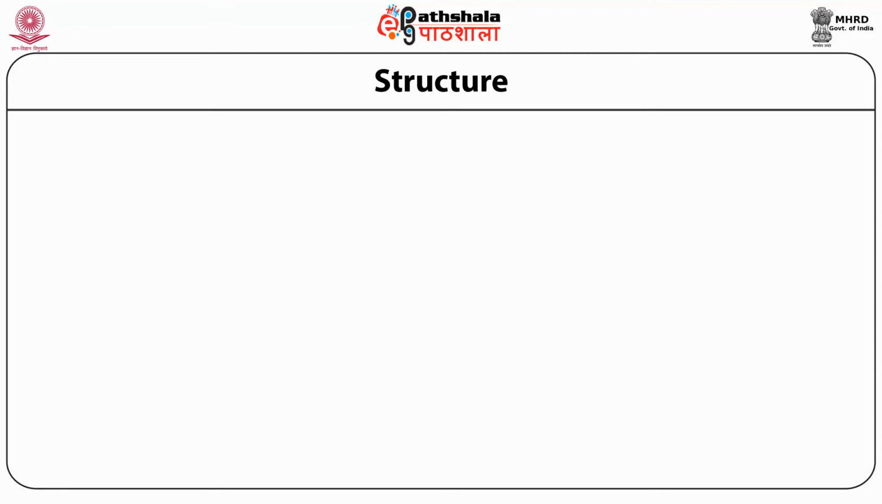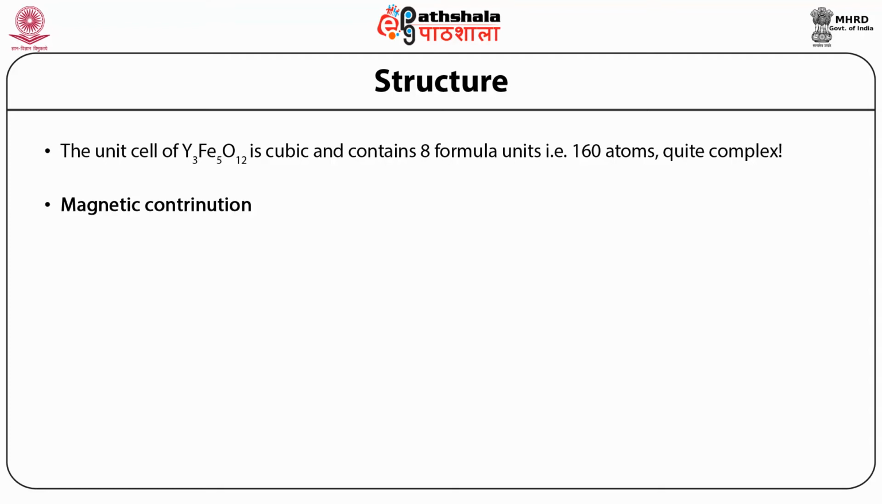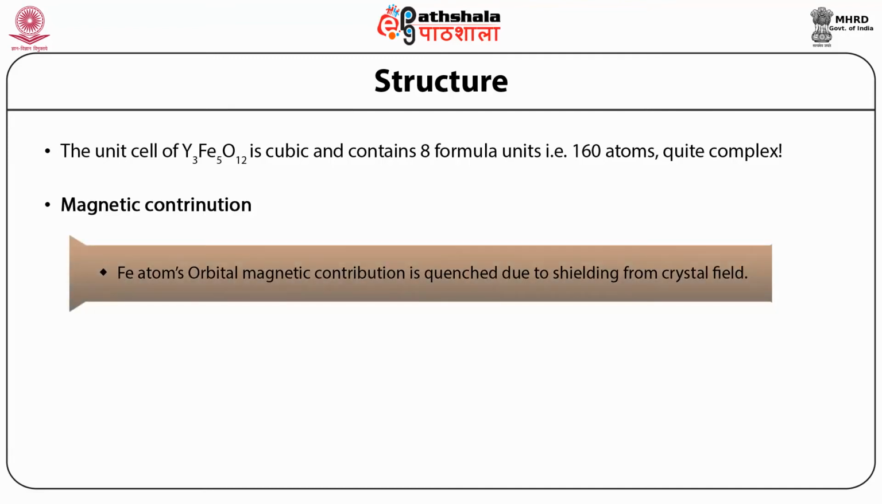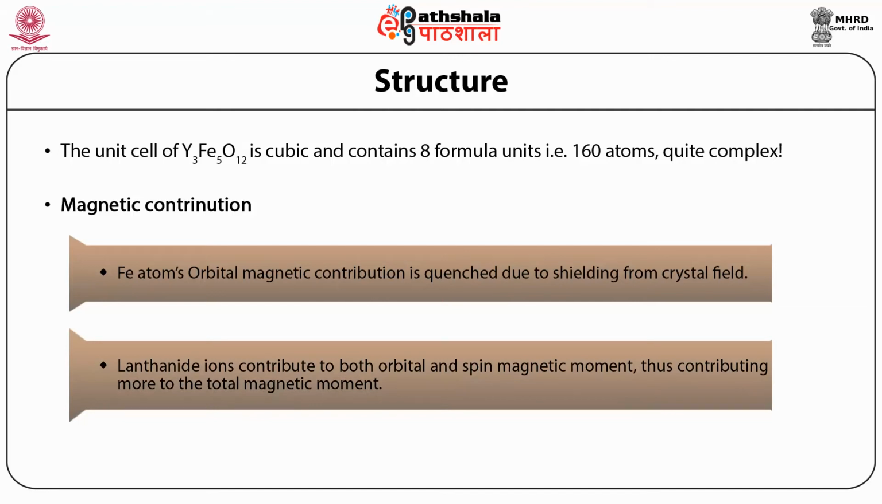So in continuation to the previous slide, we have discussed that the unit cell of Y3Fe5O12 is cubic and contains 8 formula units, that is 160 atoms, which is quite complex. In general, in the garnet ferrites, the orbital magnetic contribution of the iron atom is quenched due to shielding from crystal fields, while lanthanide ions contribute to both orbital and spin magnetic moment, thus contributing more to the total magnetic moment.